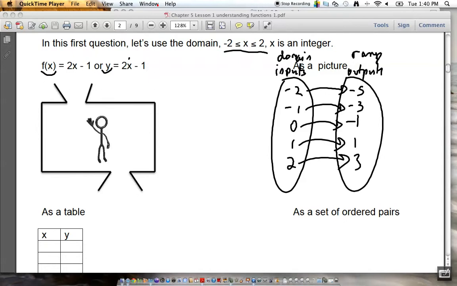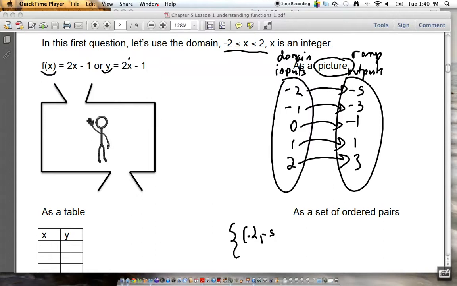And there are so many different ways to represent a function. One of them, as it says here, is as a picture. But that's not the only way. We can do it as a set of ordered pairs. If -2 is the input, what is the output? Guys, look at the picture. If -2 is the input, what is the output?